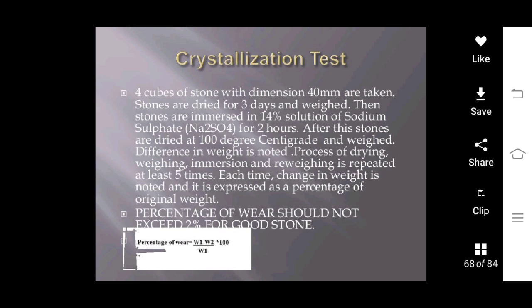Process of drying, weighing, immersion and reweighing is repeated at least 5 times. Each time change in the weight is noted and it is expressed as percentage of original weight. Percentage of wear should not exceed 2% for good stone. The percentage of wear can be calculated by the formula (W1 minus W2) upon W1 into 100.